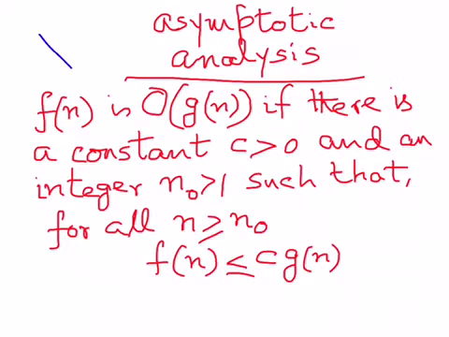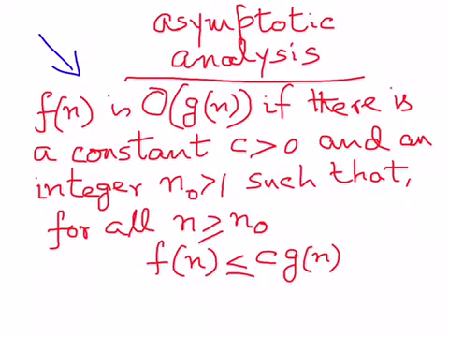You can see here that f(n) is order of g(n). f(n) is a function and it is order of g(n). That means it is bounded from above by g(n), if there is a constant c greater than 0 and an integer n0 greater than 1, such that for all n greater than or equal to n0, f(n) is less than or equal to c times g(n).